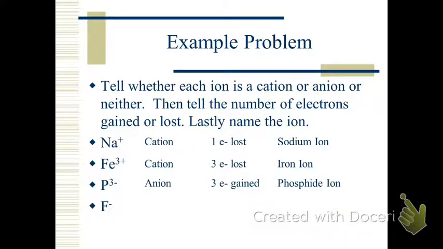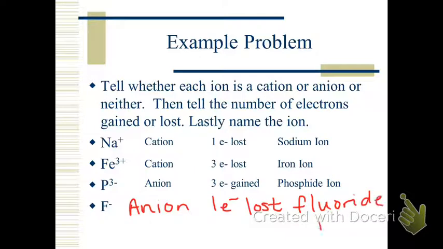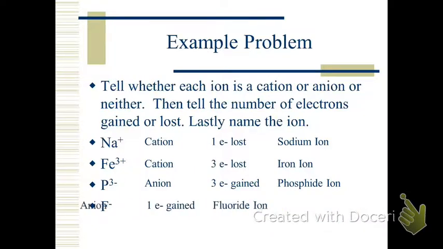Okay, and the last one, we also have a negative charge there, which makes it an anion. And it's just got a negative sign, which means 1 electron gained. And then its name is fluorine, so we need to change it to fluoride ion. And so there it is, so you can read it.